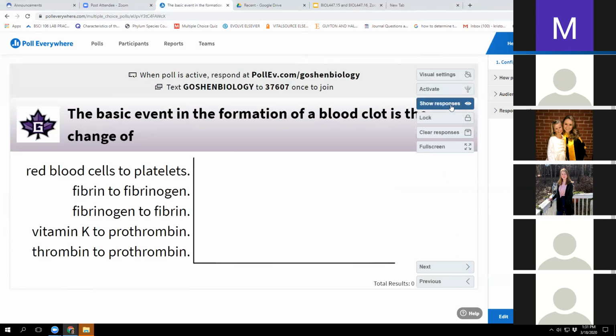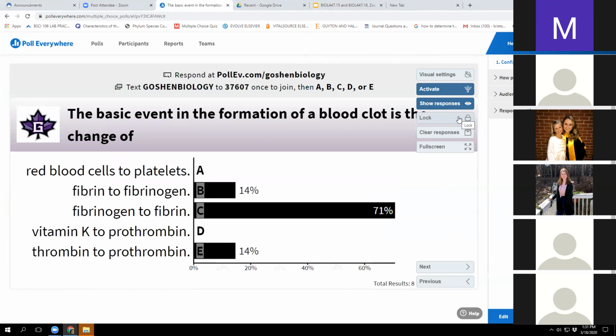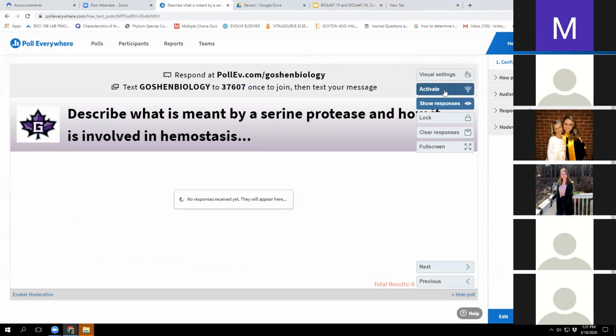The basic event that's involved in the formation of a blood clot is the change of... Great. Fibrinogen is the monomer and fibrin is the polymer. So basically we're trying to produce a fibrin mesh.